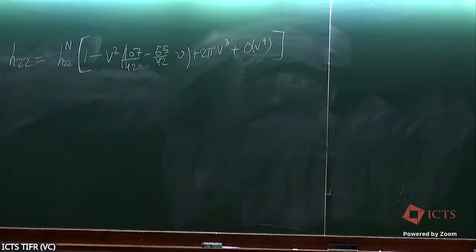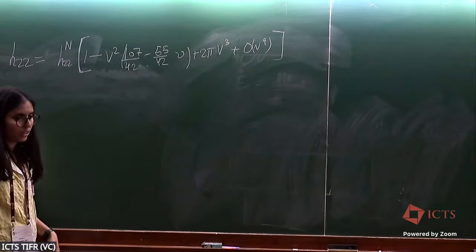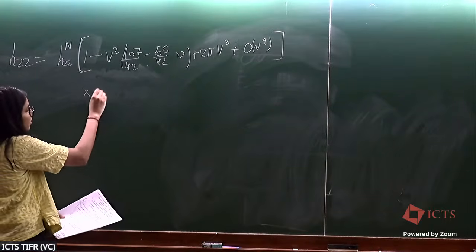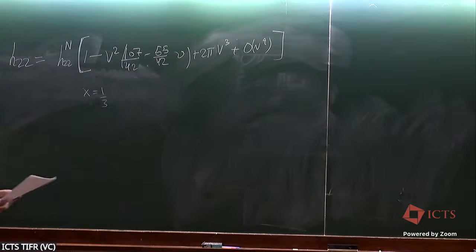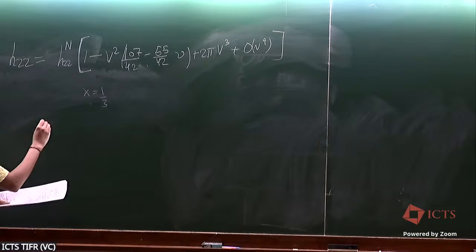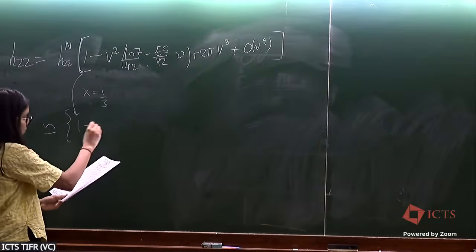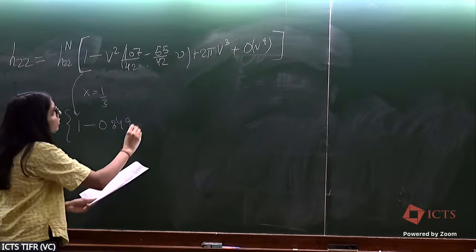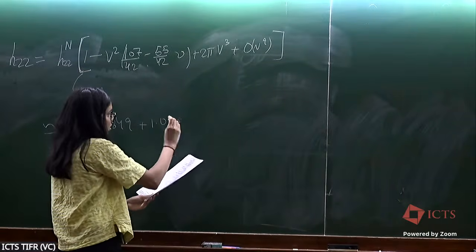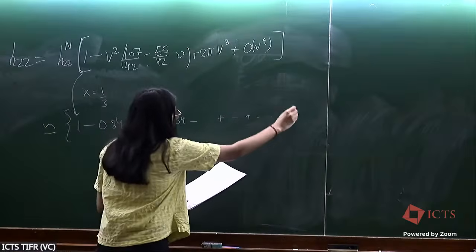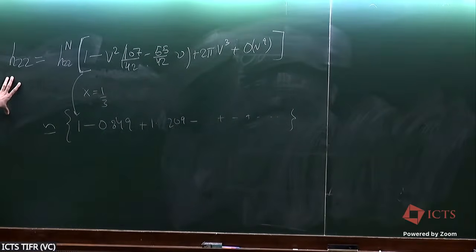So the H22 in PN sense looks like this, and this V is nothing but the velocity. If I go to the light ring configuration where x equals 1/3, where V squared would be 1/3 as well, the structure of this H22 is like this.